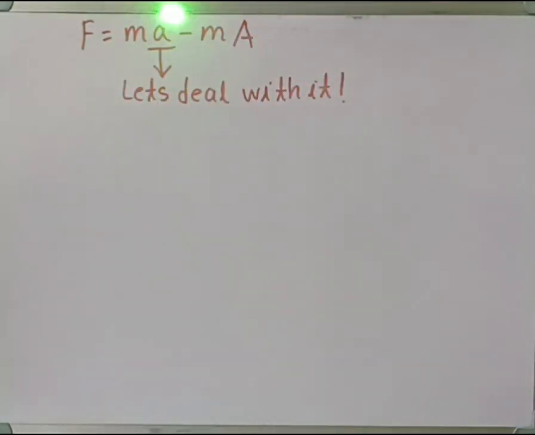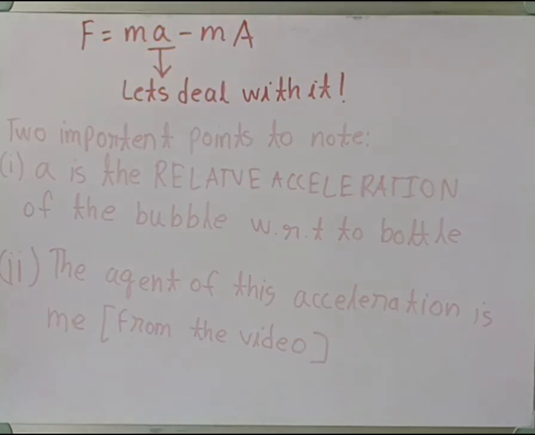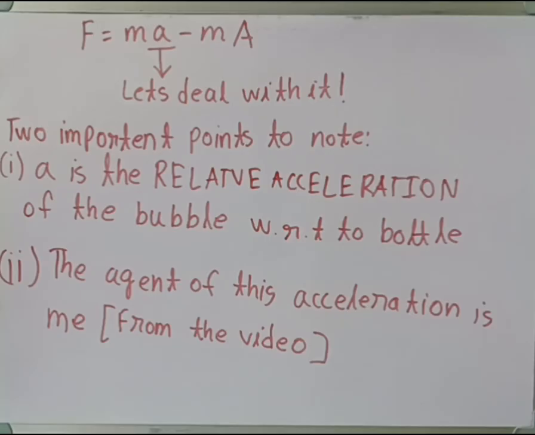Now let's deal with small a. What will be the value of small a here? Let's try to find it. For this, we need to note two important points. Number one, small a is the relative acceleration of the bubble with respect to the bottle. This relative acceleration term is extremely important here. And the agent of this acceleration is me. That is clear from the video.